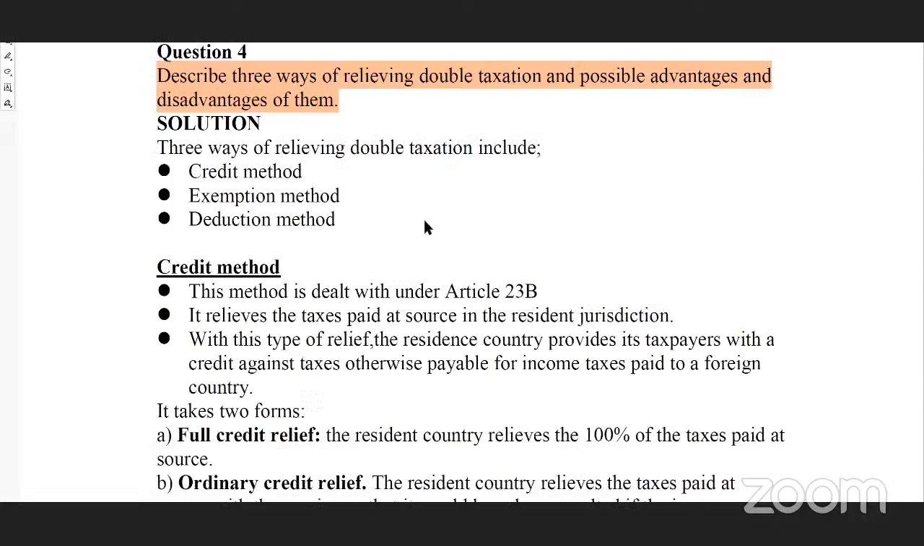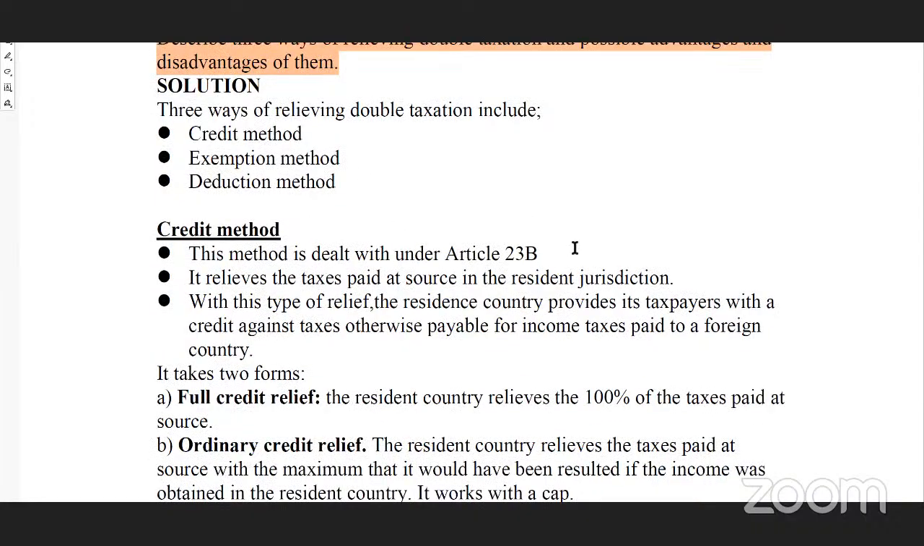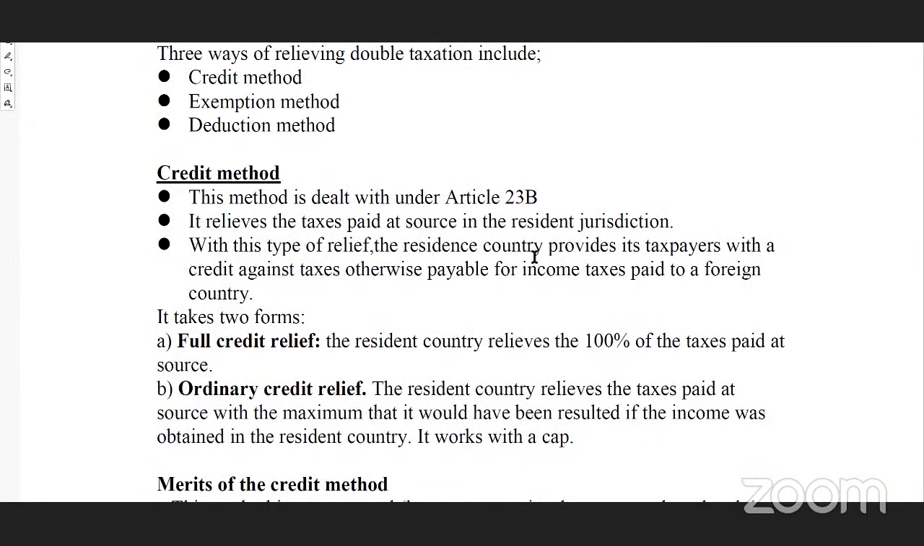So they said describe 3 ways of relieving double taxation, possible advantages and disadvantages of them. And these are typical exam questions. Okay, so the 3 ways are credit, exemption, and deduction. So the credit method is dealt with under the DTS under Article 23B. In Ghana, we deal with it under Section 112 of the Income Tax Act. After that, I'll take a simple question and teach you how the credit method is dealt with, okay?